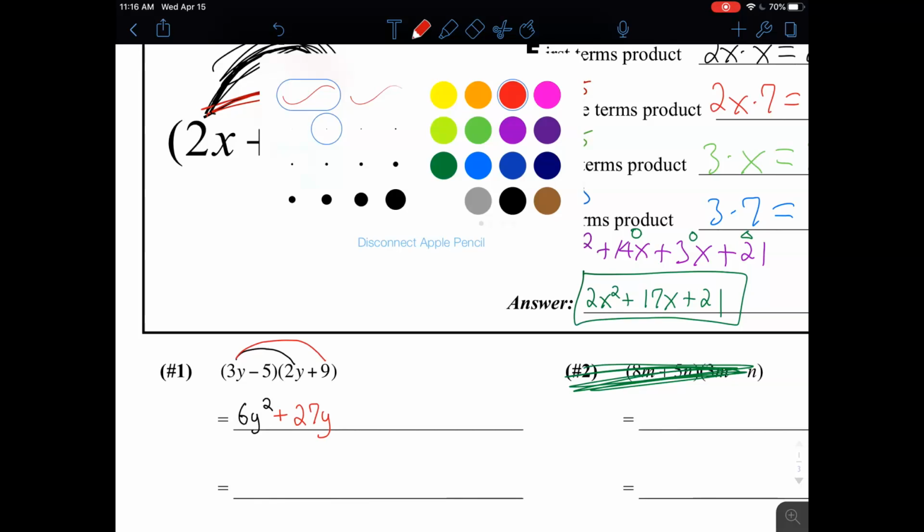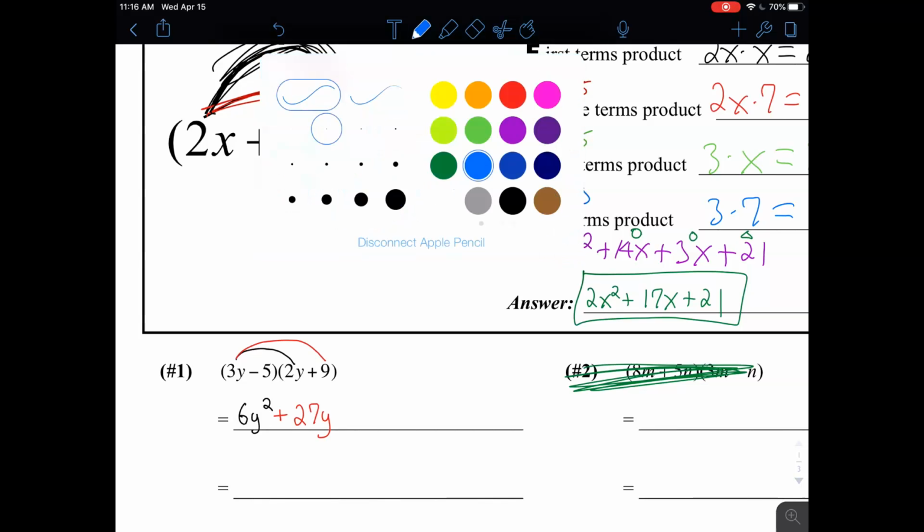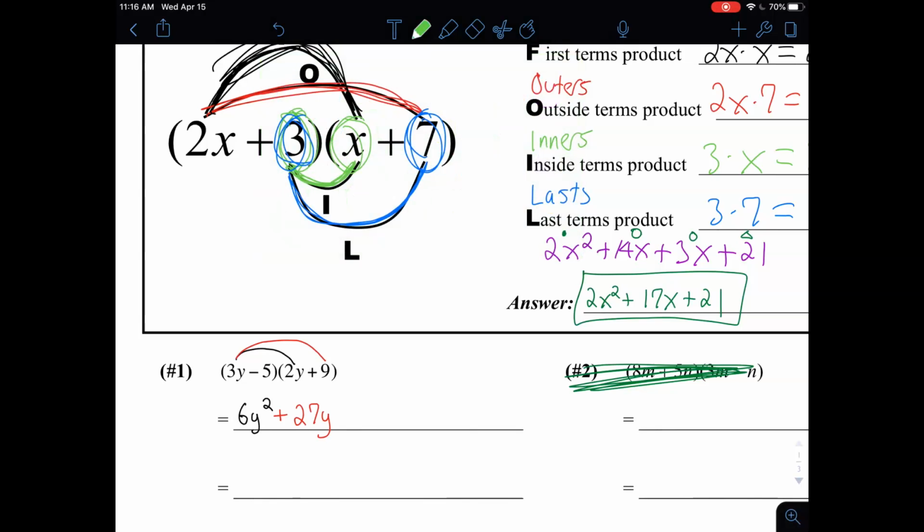So we did 3y times 2y and 9. So you just got to make sure you multiply. We did 3y times both 2y and 9, which means we covered everything in the other. We multiplied this by everything over here, which means we're done with the 3y.